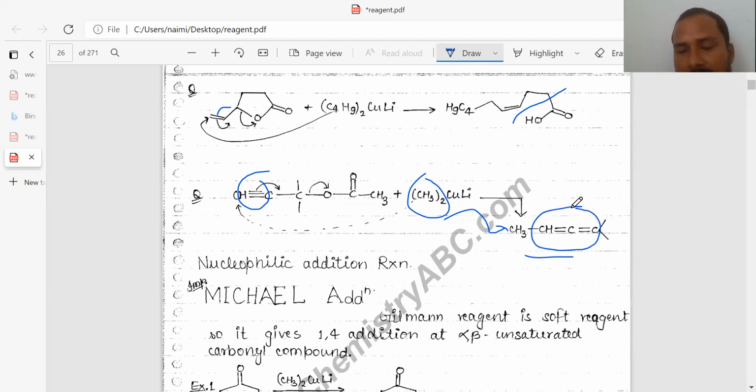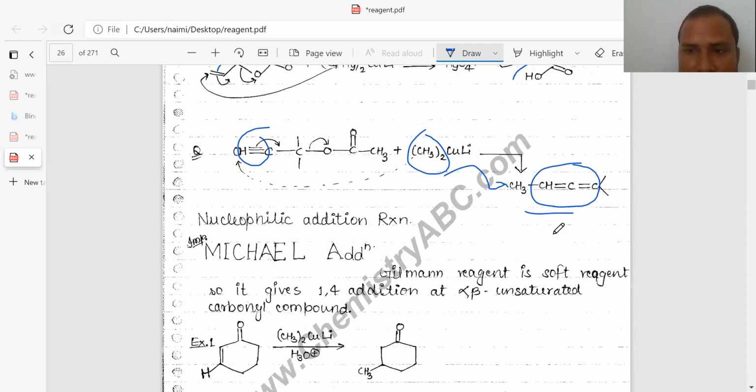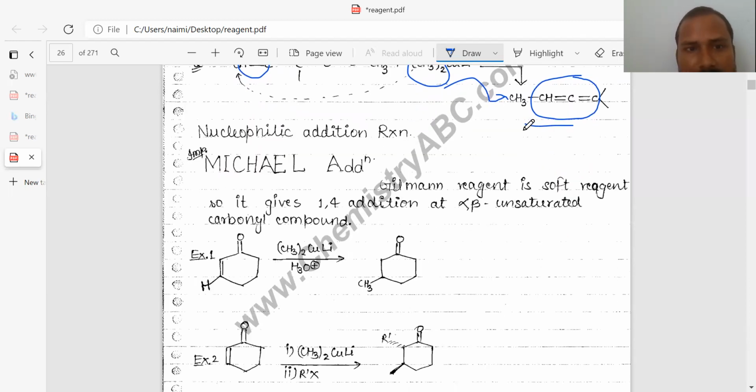There are two types of double bond arrangements. If the double bonds alternate, then it is conjugated. But when the double bonds are adjacent, then it is called cumulative. Cumulative double bonds. So the product is this one.